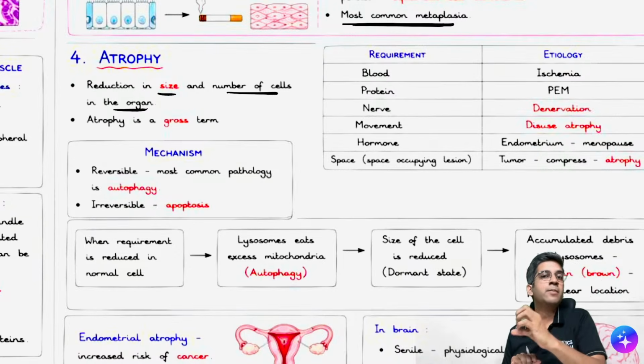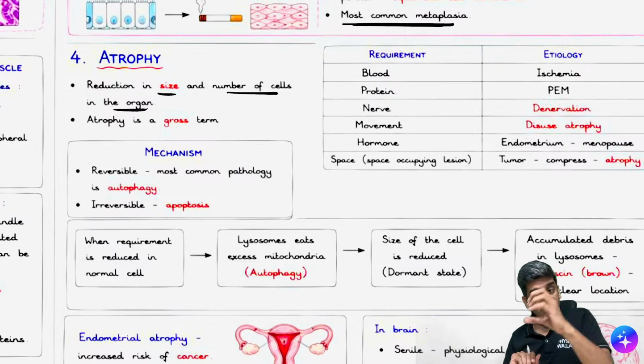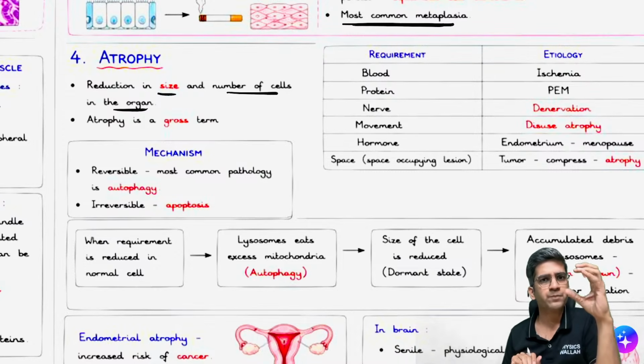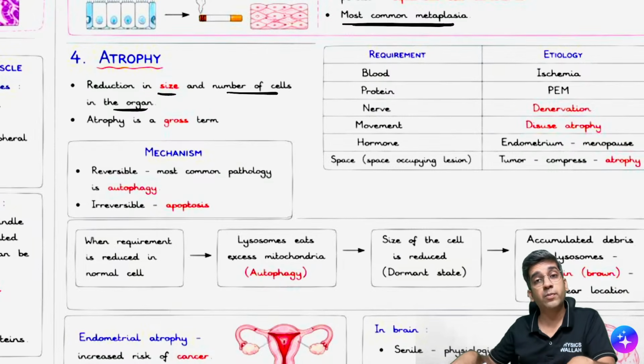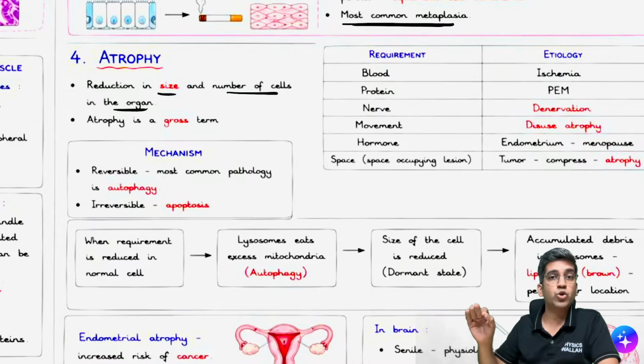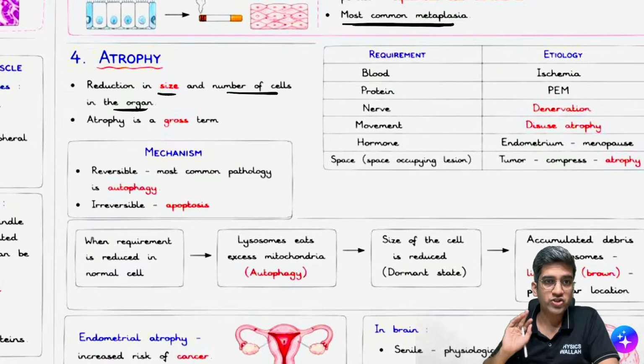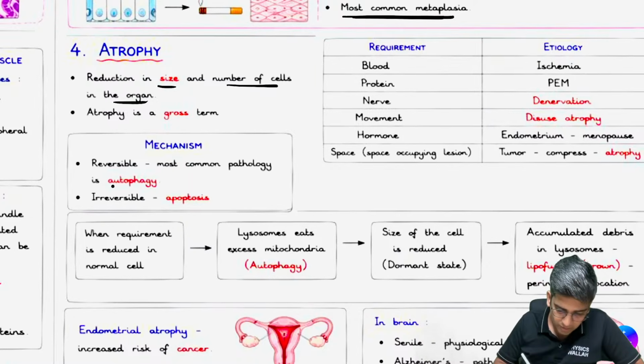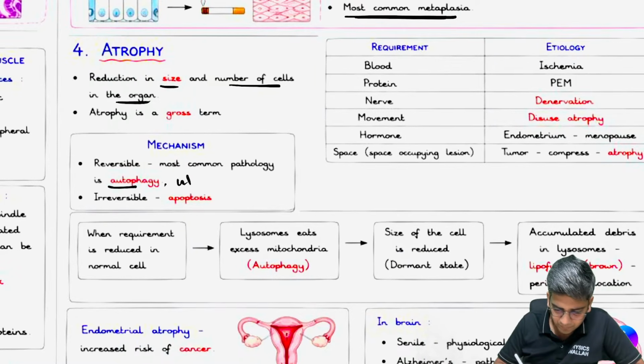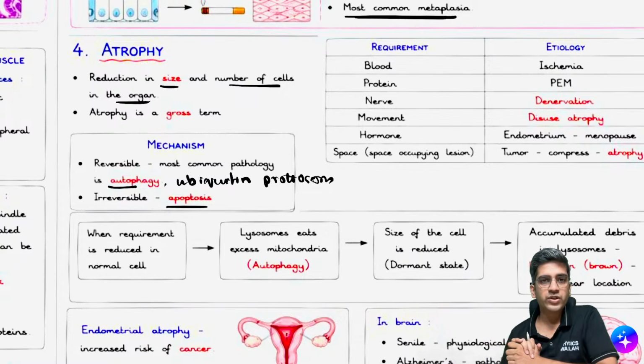See, once I reduce the number of cells, which means I'm killing the cells, it cannot come back. When I reduce the size of the cells, yes, it can come back again, right? So the most common mechanism is your autophagy or ubiquitin proteasome pathway. Definitely there's one more mechanism of apoptosis also. Apoptosis is microscopic, atrophy is a gross terminology, remember them, right? Okay, I do have the most common autophagy or ubiquitin proteasome related degradation, and by default I have the irreversible one, which is apoptosis, right?